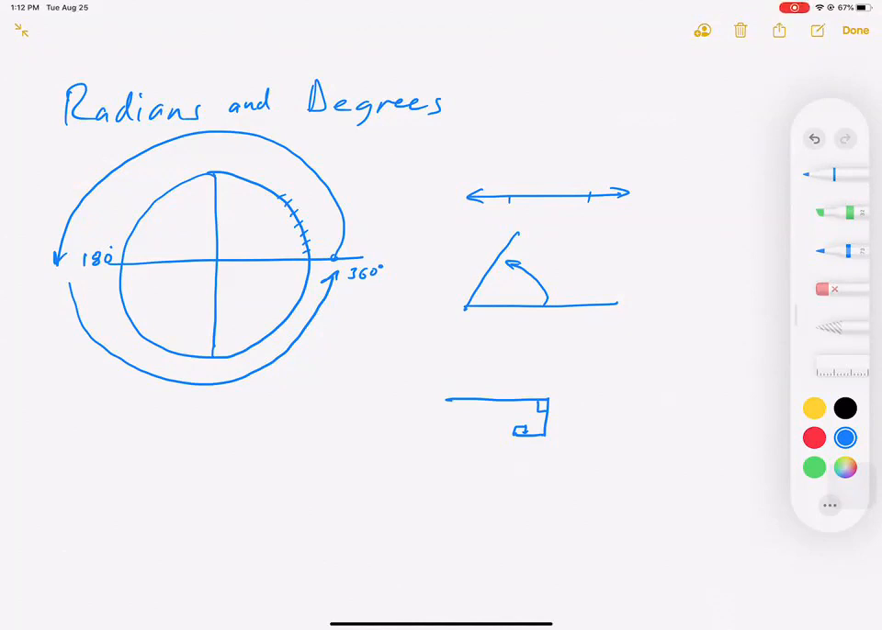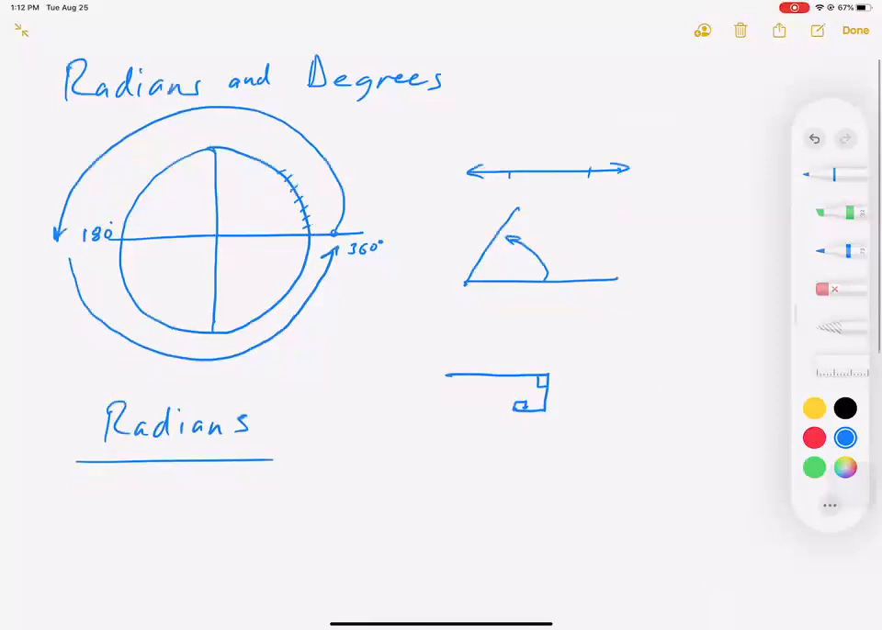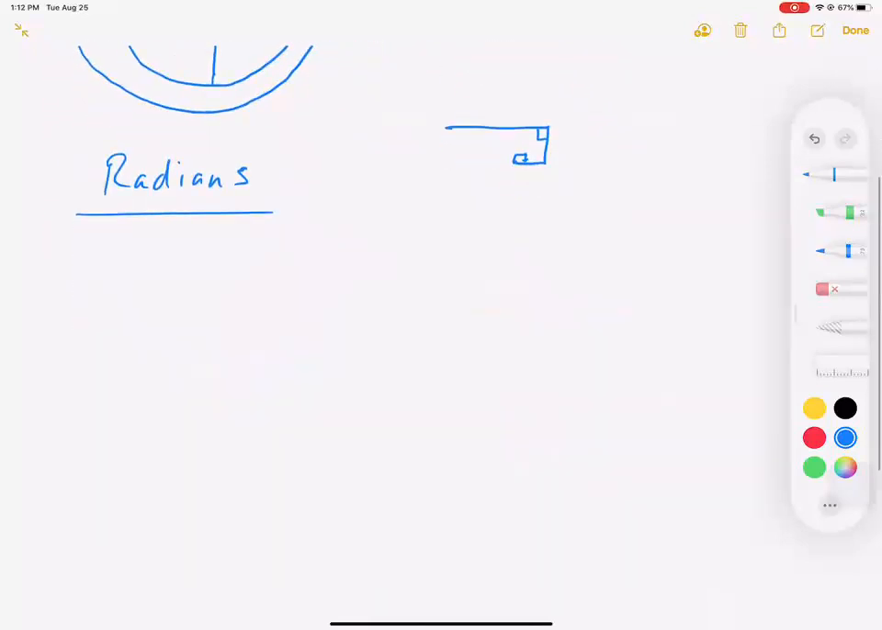So when they decided to use radians, let's look at the word radians. There is a word embedded in radians that gives you a hint what radians is related to.